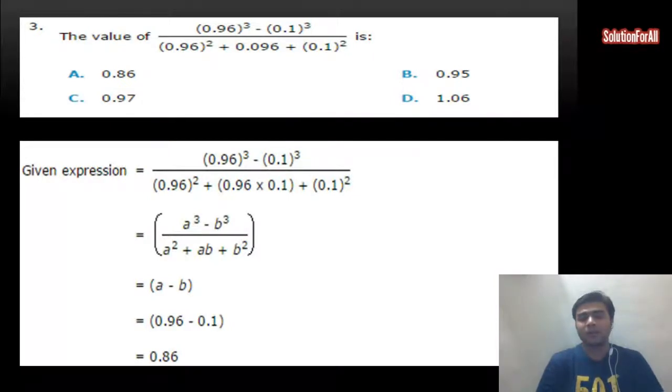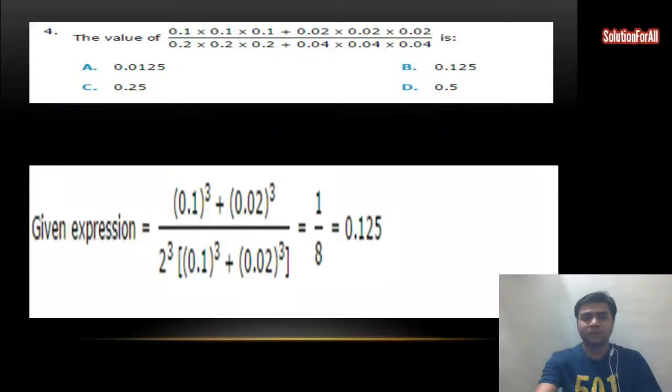Now what I'll do, I'll break the term A cube minus B cube. We have the formula of A cube minus B cube, that's equal to A minus B whole multiplied by A square plus AB plus B square, and the whole numerator is divided by A square plus AB plus B square. So the similar term A square plus AB plus B square will be cancelled out here. So the left term will be A minus B, that's equal to 0.96 minus 0.1. Now you know how to subtract decimals because I have already taught you in the last video. So that will be equal to 0.86, and that's the answer. So option A is the correct answer.